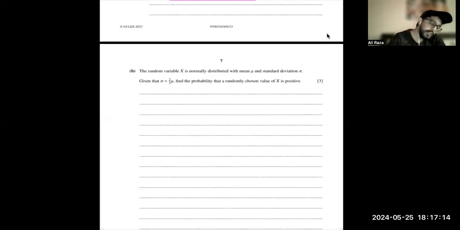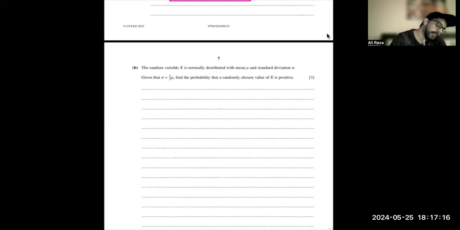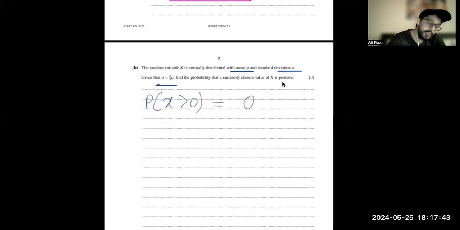Moving on to question 5, part B, we're given that the random variable x has a mean of mu and a standard deviation. We're given that the standard deviation is 2/3 of the mean. We need to find the probability that a randomly chosen value of x is positive. For x to be positive, it should be greater than 0. The standardization formula would be 0 minus mu upon standard deviation.